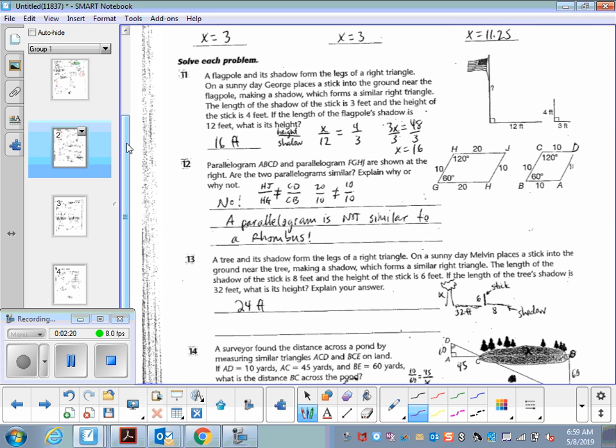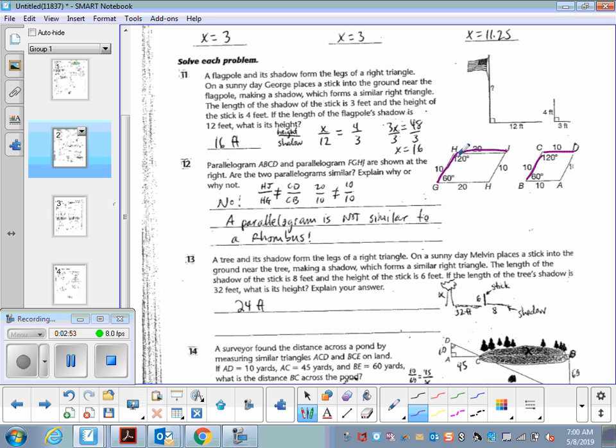For number 12, it's asking if these two parallelograms are similar. And the answer is no. A parallelogram, first of all, is not similar to a rhombus. We can see here that HJ is 20, and the parallelogram HG has a height of 10, so 20 to 10. But over here, it has a length of 10 and a height of 10. And these proportions, or these ratios, I should say, are not proportional. So no, they are not similar figures.